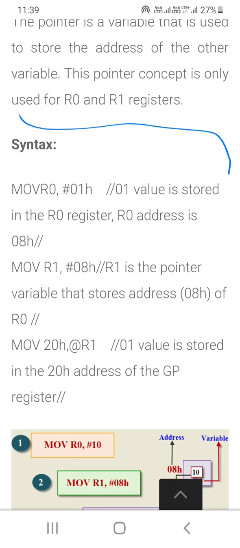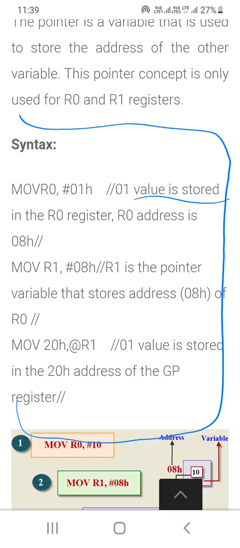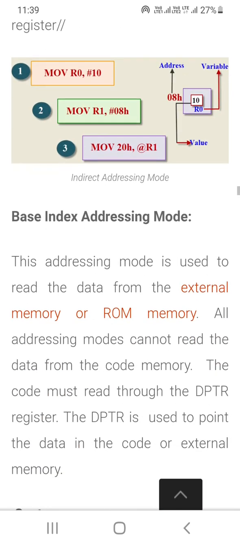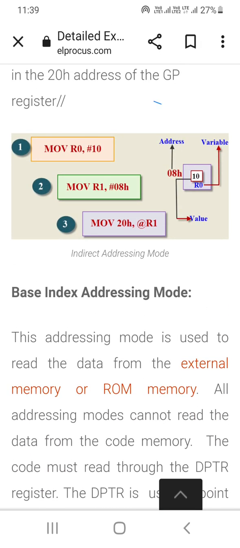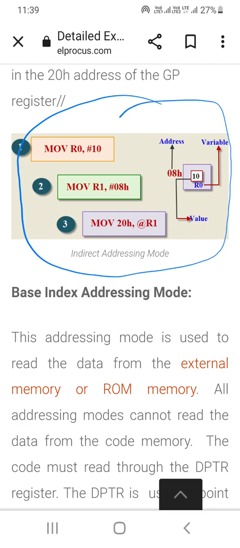You can see this syntax: mov R0, #08, the value stored in the R0 register, and this is the stored address 08. This is the best example for understanding indirect addressing mode: mov R0, #10, mov R1, #08, then the address, the variable, and then the value.